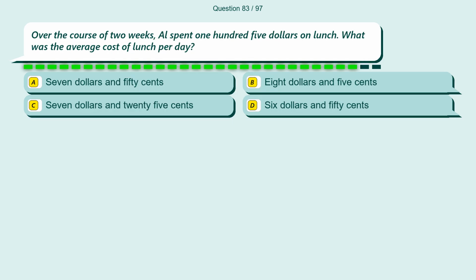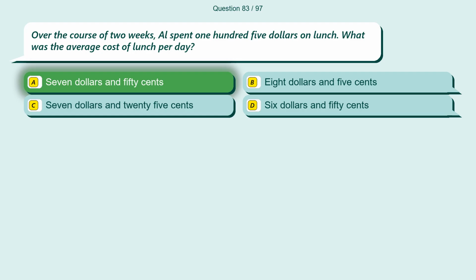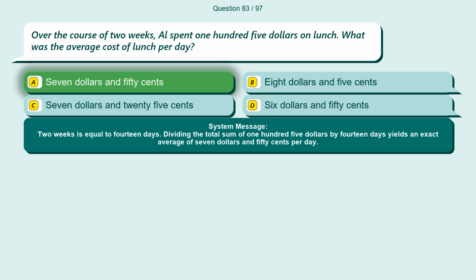Question 83. Over the course of 2 weeks, Al spent $105 on lunch. What was the average cost of lunch per day? Option A, $7.50. Option B, $8.05. Option C, $7.25. Option D, $6.50. The correct answer is option A, $7.50. 2 weeks is equal to 14 days. Dividing the total sum of $105 by 14 days yields an exact average of $7.50 per day.